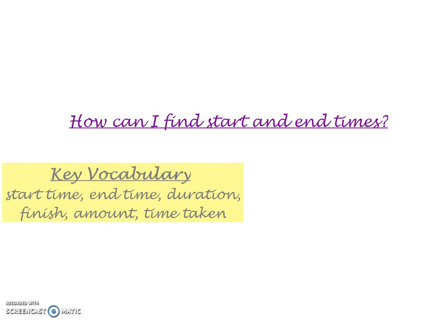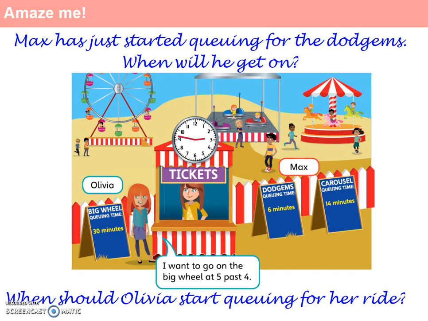So let's turn to our textbooks, and we can see that our questions relate to our fairground, and we can see the first one, which is 1A. Max has just started queuing for the dodgems. When will he get on? Now, thinking about this question, be looking at the image and see what we can find out. What time is it at the moment? How do we know this? Could it be said in a different way or anything like that? Then I want you to think, what information do we have about the dodgems? Does that help us to work out when Max will get onto them?